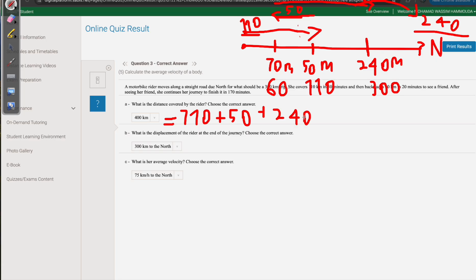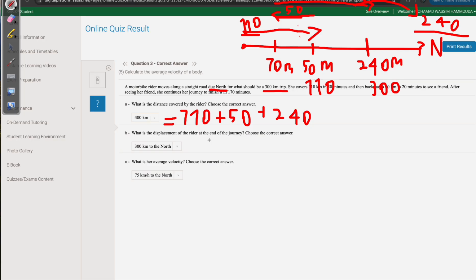For the displacement, you just do the final minus initial, or basically the entire journey. But as we know, displacement has a direction. So they said due north and a 300 kilometers trip. So it's gonna be 300 kilometers to the north.